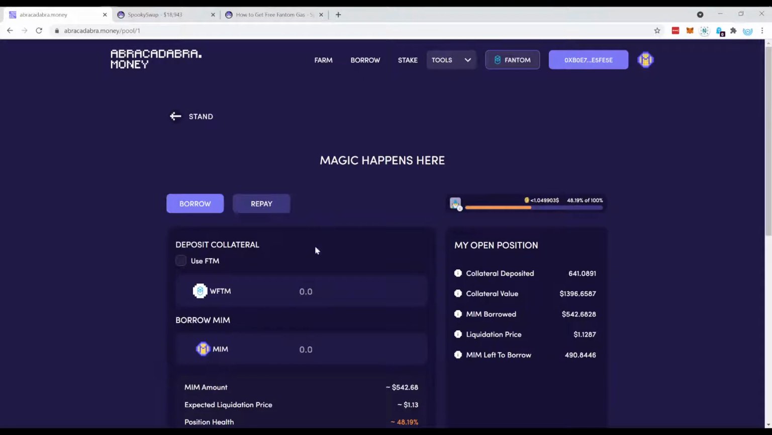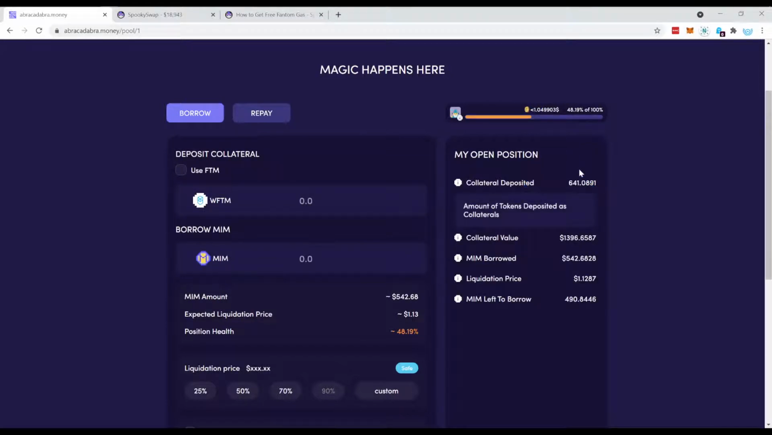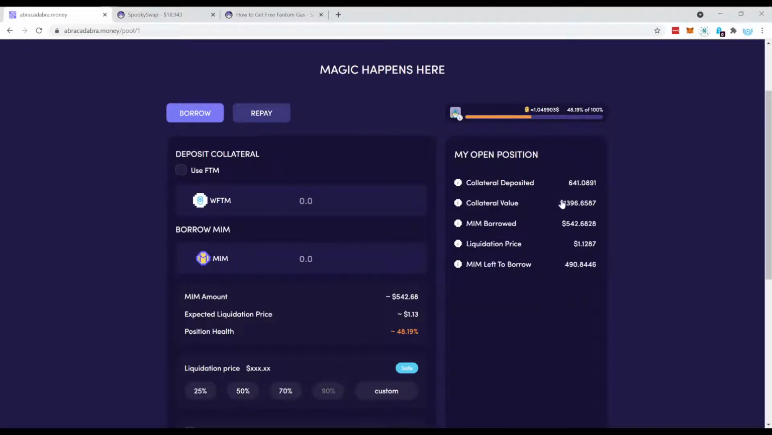So we come to this pool number one, and we're gonna borrow MIM against our WFTM. As you can see, I did this already. My collateral is right here, and the value of my collateral and how much MIM I borrowed, right? The liquidation price and MIM left to borrow. I could borrow another 490.